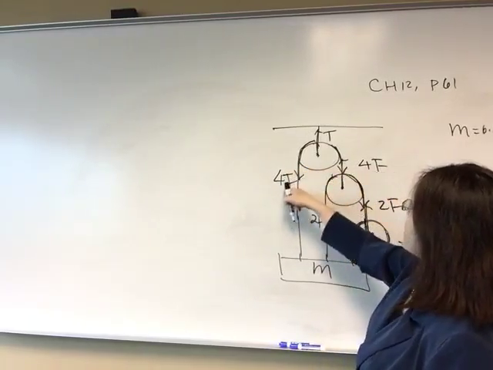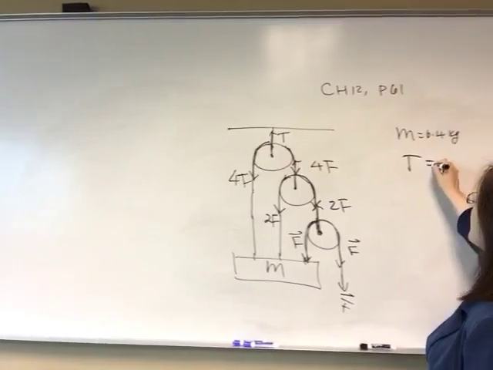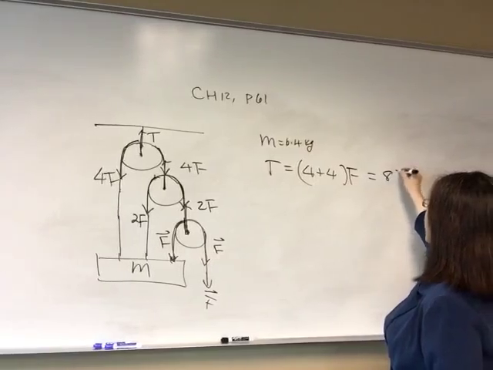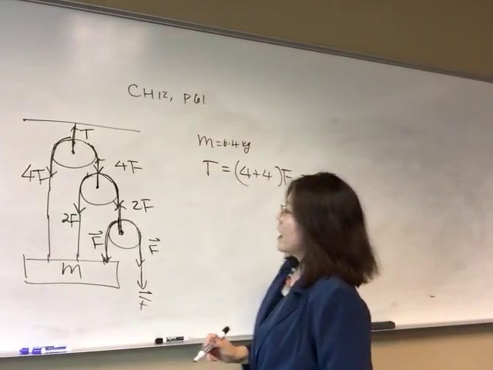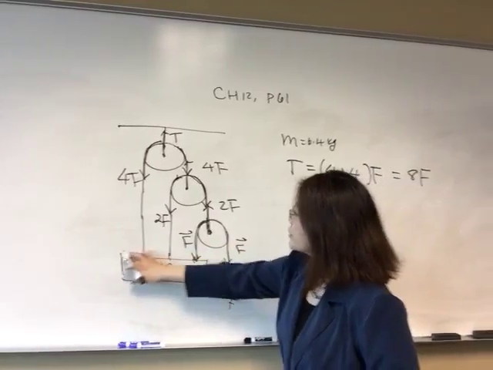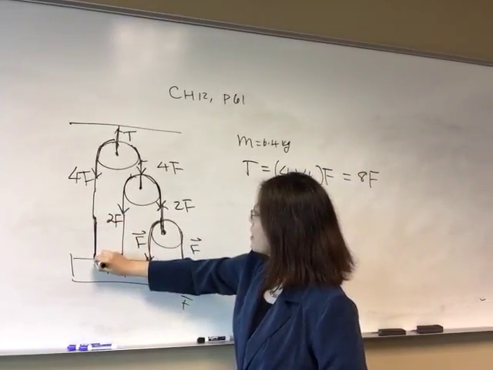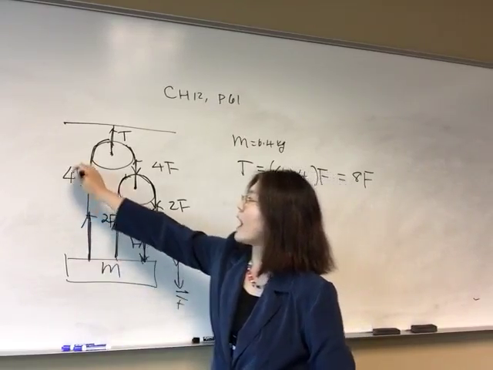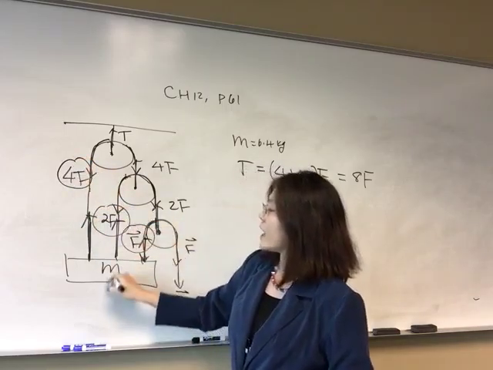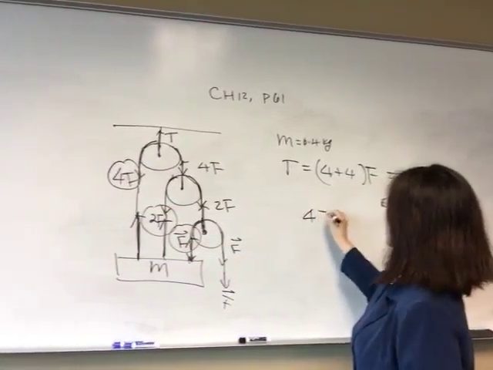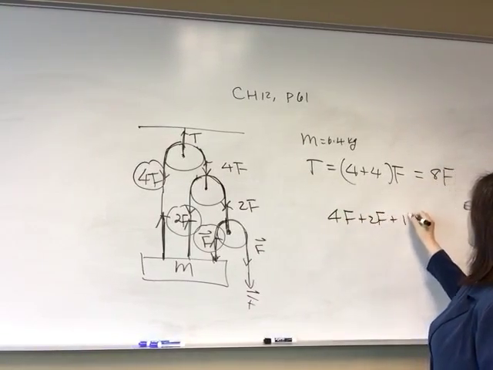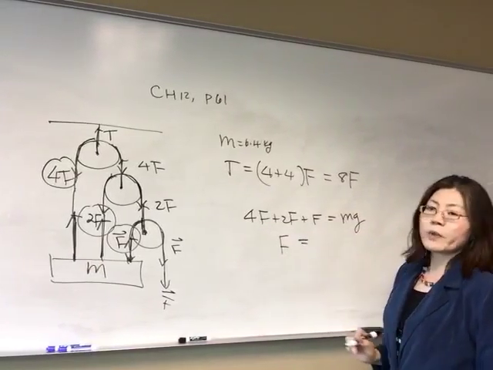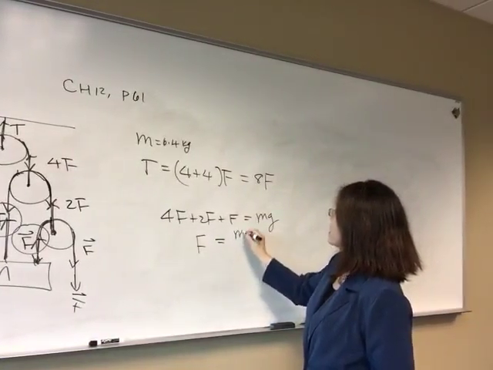So altogether, how many F's are there for the tension? So tension should be 4F plus 4F. So altogether, your tension has to be 8 times the magnitude of the force. How much is the force then? If you look at this block, how many forces are acting on it? You have 4F, you have 2F, and you have 1F. When you add these three together, that has to be balanced by gravity. So you have 4F plus 2F plus 1F, and that has to be equal to mg. So you can calculate your force magnitude F. That will be mg over 7.